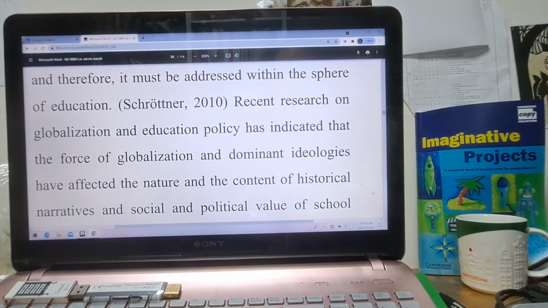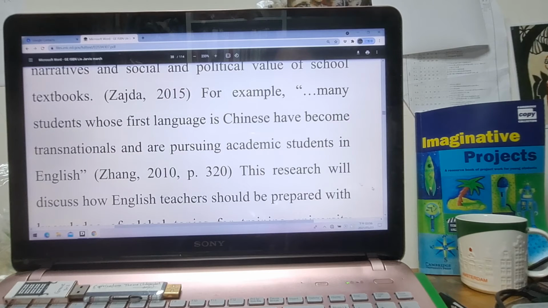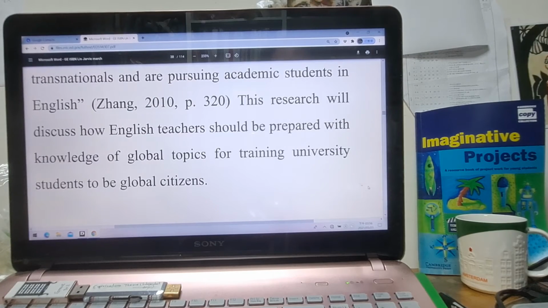Recent research on globalization and education policy had indicated that the force of globalization and dominant ideologies have affected the nature and the content of historical narratives and social and political value of school textbooks. For example, many students whose first language is Chinese have become transnationals and are pursuing academic studies in English. This research will discuss how English teachers should be prepared with knowledge of global topics for training university students to be global citizens.